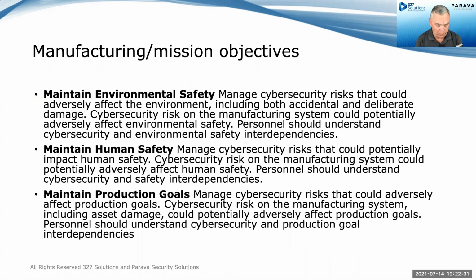Maintain production goals. Manage the cybersecurity risk that can adversely affect production goals. The cybersecurity risk of the manufacturing system could potentially include asset damage, which could adversely affect production goals. So if my systems were offline, in the case of the Colonial Pipeline, if I'm unable to pump fuel, well, that could definitely cause a problem as far as production goal interdependencies.